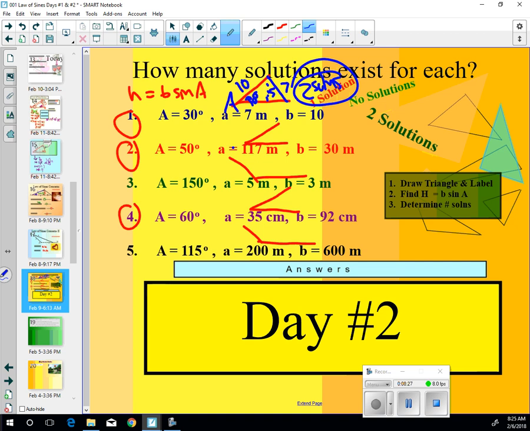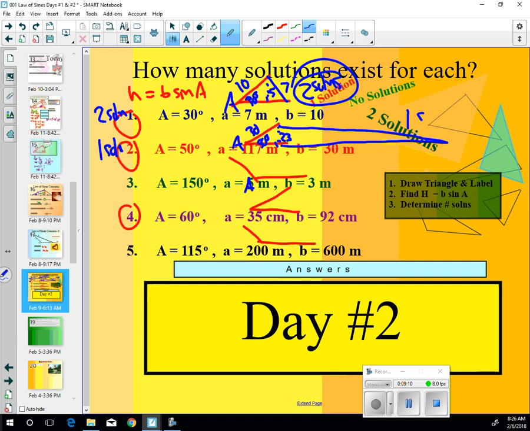This is an angle of 50. What did you get for a height this time? 23. So this height is 23. Now A is 117. B is only 30. And this is 117. It's like way out here. So that's going to be how many solutions? 1 solution, yeah. So that's good. Maybe I should put it over here. 2 solutions, 1 solution.